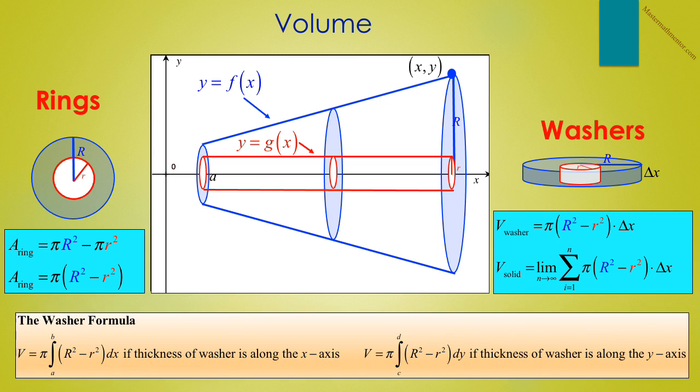So we have our second important formula, the washer formula, that says that the volume of our solid is pi integral from a to b of capital R squared minus little r squared dx if the thickness of our washer is along the x-axis. Or volume is equal to pi integral from c to d of capital R squared minus little r squared dy if the thickness of our washer is along the y-axis.